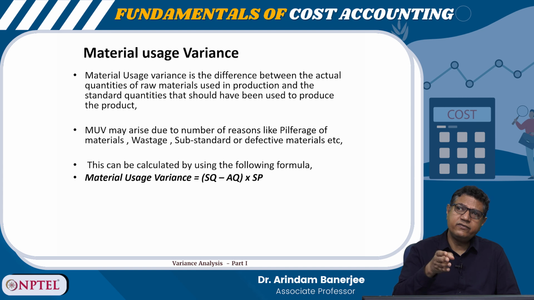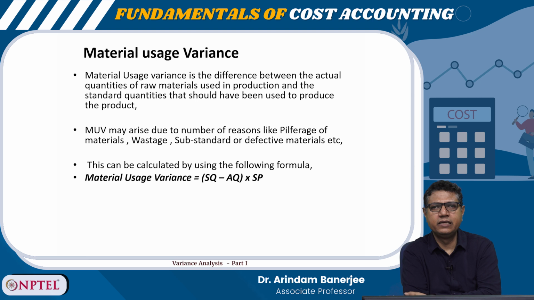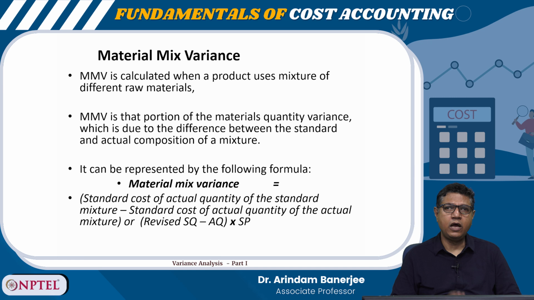Now, one of the reasons why the material cost variance may be adverse, for example, is that the price is more. The other reason is there may be more wastage, right? There may be more rejection. That could also be a reason, right? So, this usage variance is standard quantity minus actual quantity into standard price, right? So, that is my material usage variance. Okay, fine.